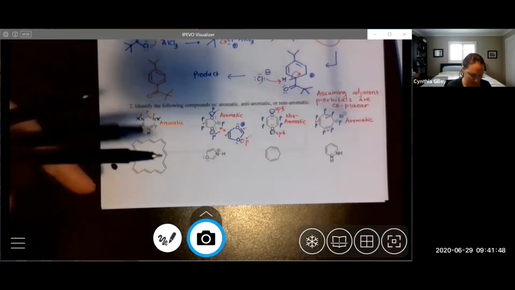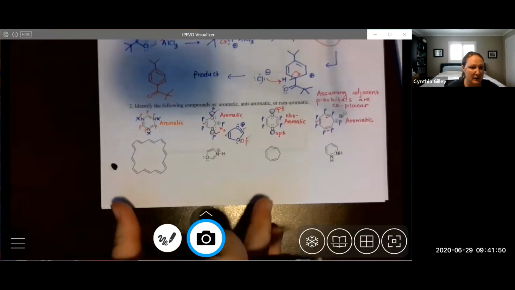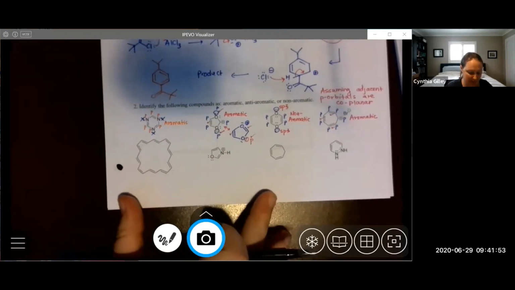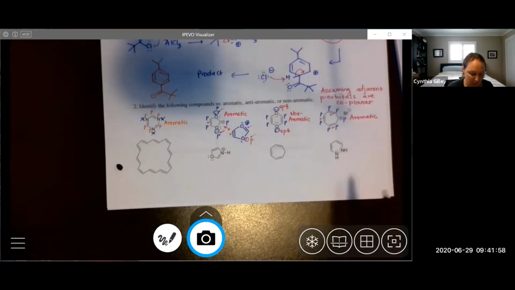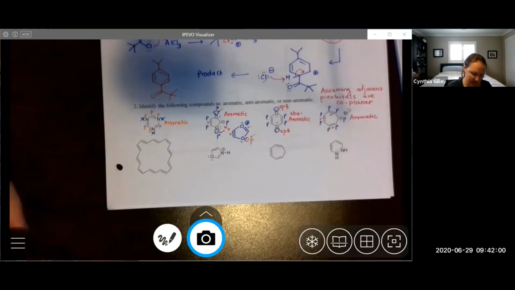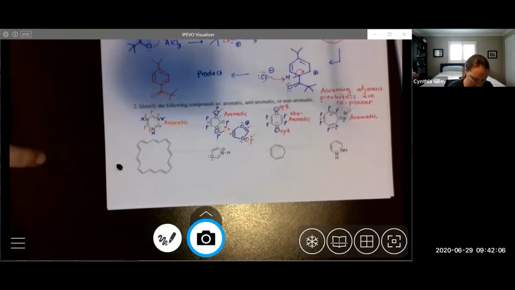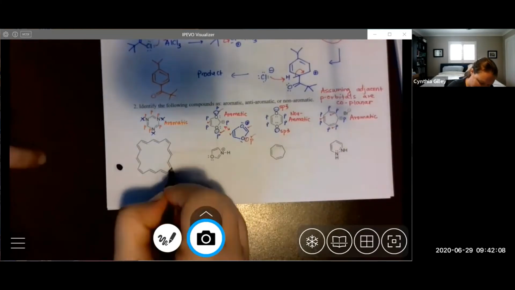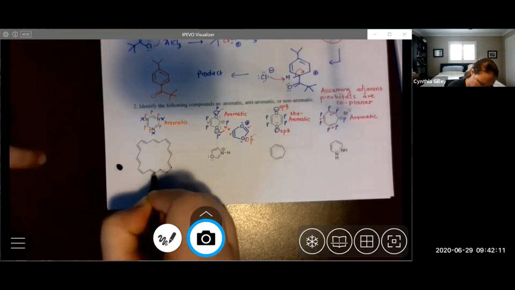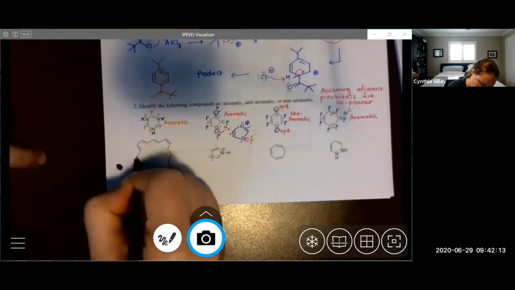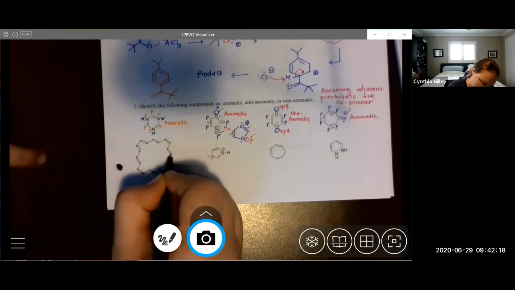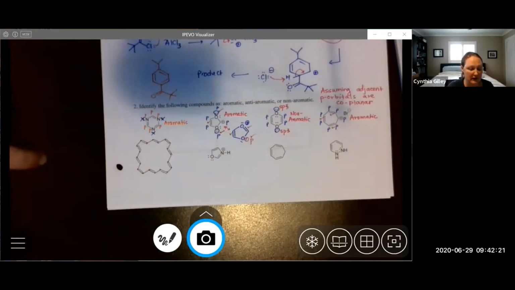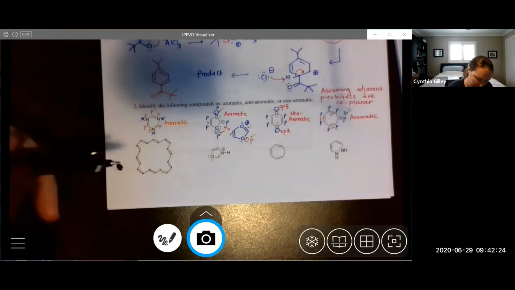Okay, moving on to this one. This is where we would potentially come up with a different answer depending on whether or not we were making this assumption. So I'm making the assumption that if there's a p orbital all the way around the ring, that it's coplanar. In this case, every single carbon atom all the way around the ring has a pi bond, so there's a p orbital everywhere around it. If we assume that means that it's coplanar, then we can count up all the electrons.